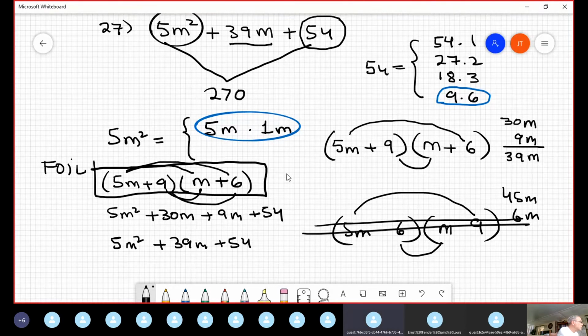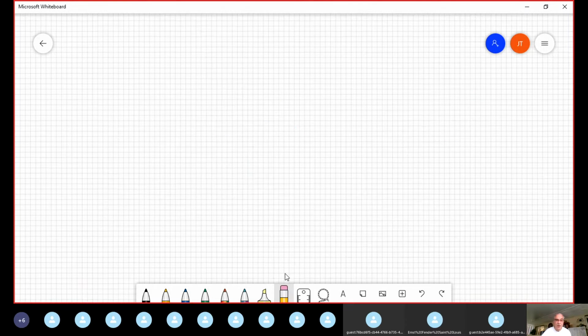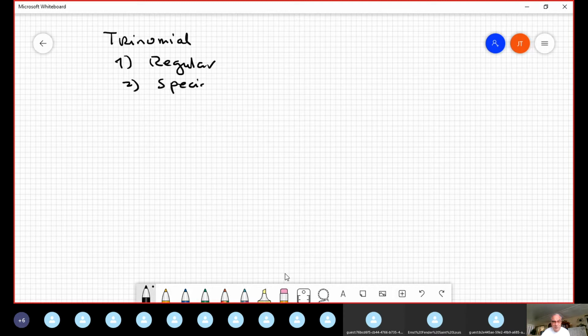Okay, let me explain now another kind of trinomial. Remember that when we introduced the topic on Monday, we introduced that we have different kinds of trinomial. It's the most complicated part, trinomial. We have 3 kinds. Regular trinomial, easy, super. Special, a little bit more complicated. But we have a third that we never saw before, that is perfect square trinomial.